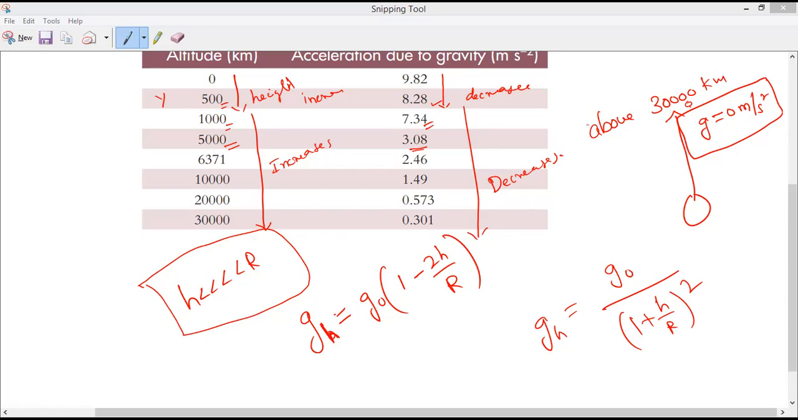Volume of a sphere, mathematics. I am asking the volume formula. You don't know? That is what you are studying. The volume of a sphere formula is V equals 4 by 3 pi r cube.